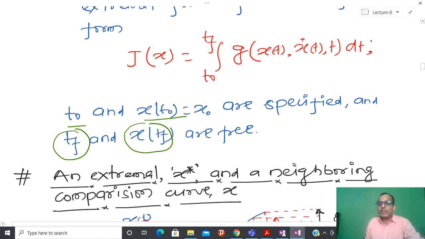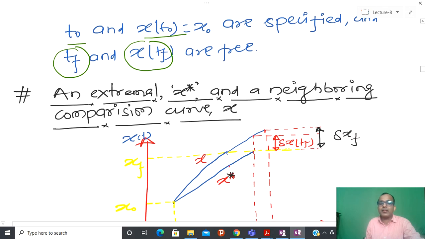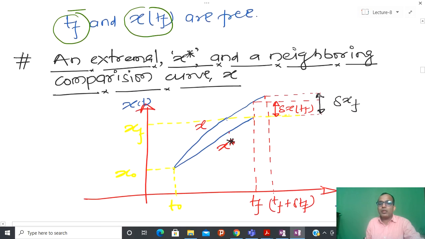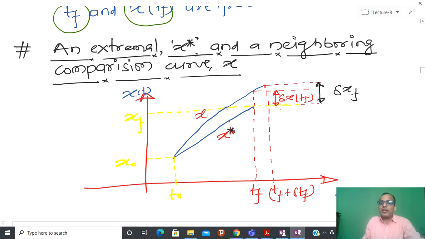So if you see again some kind of admissible trajectory, since TF and X(TF) are not fixed, we might have different possibilities. Now in order to find the necessary condition, again we have to proceed like type 3.